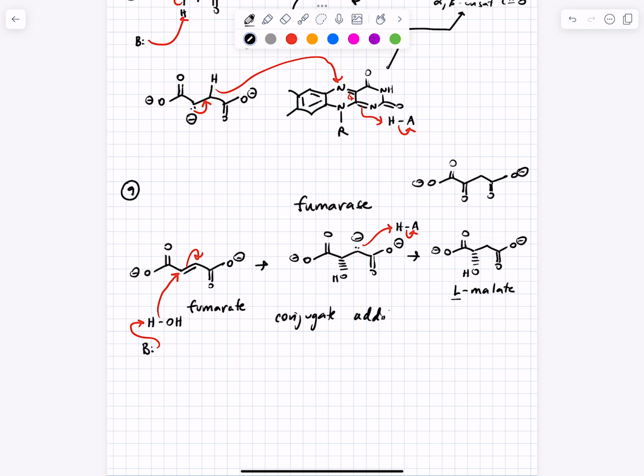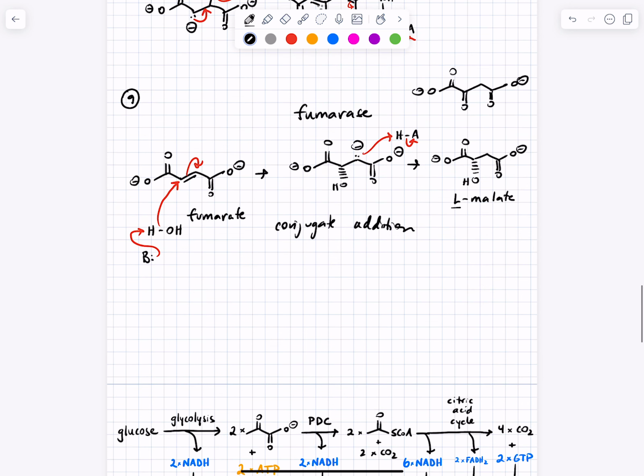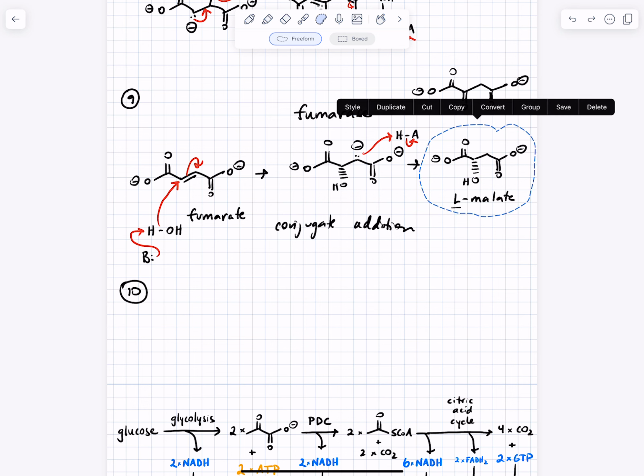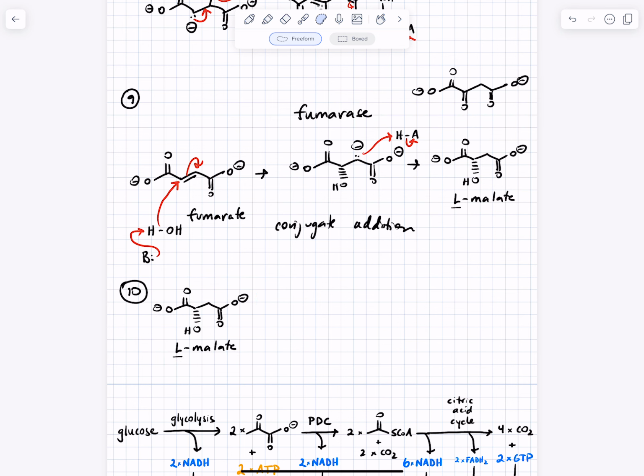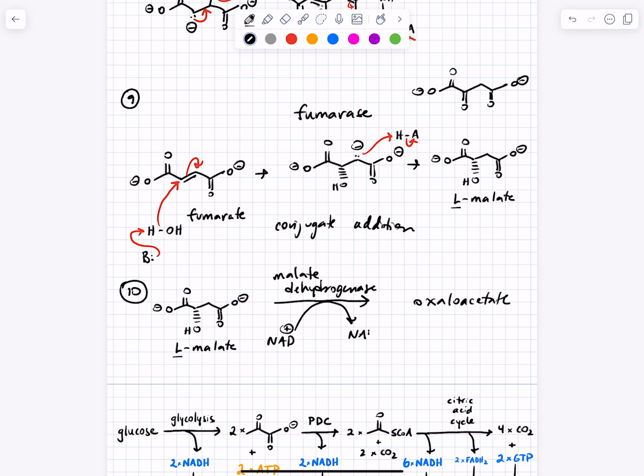And then in the remaining 50 seconds, we need to do step 10, which is boring. Tell me what step 10 is. What do you think happens? We want to get to oxaloacetate, which means we've got to oxidize the OH group. The enzyme is called malate... guess what it is? I'm writing it as you're guessing. Dehydrogenase. This is going to use NAD+. We're going to generate NADH.